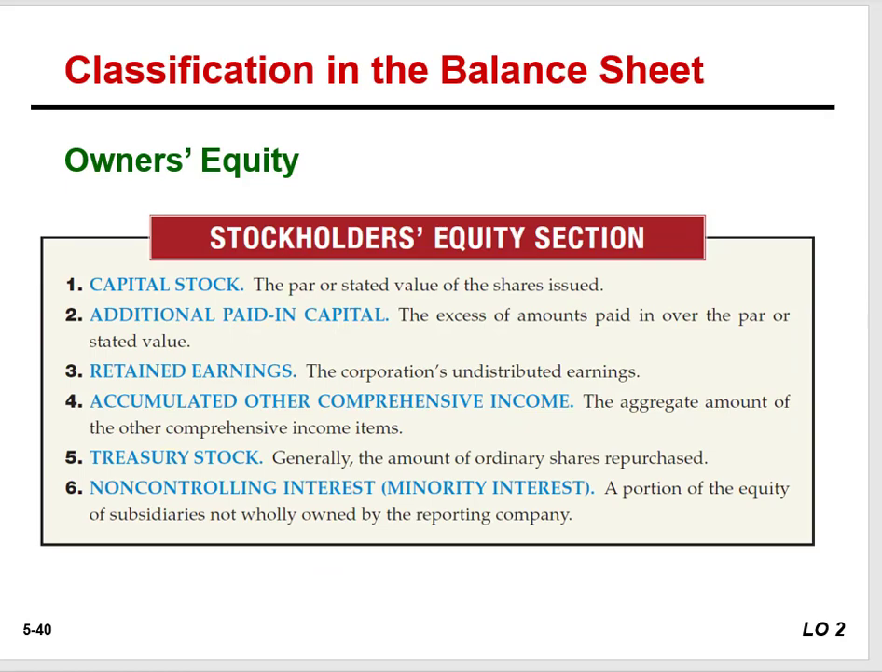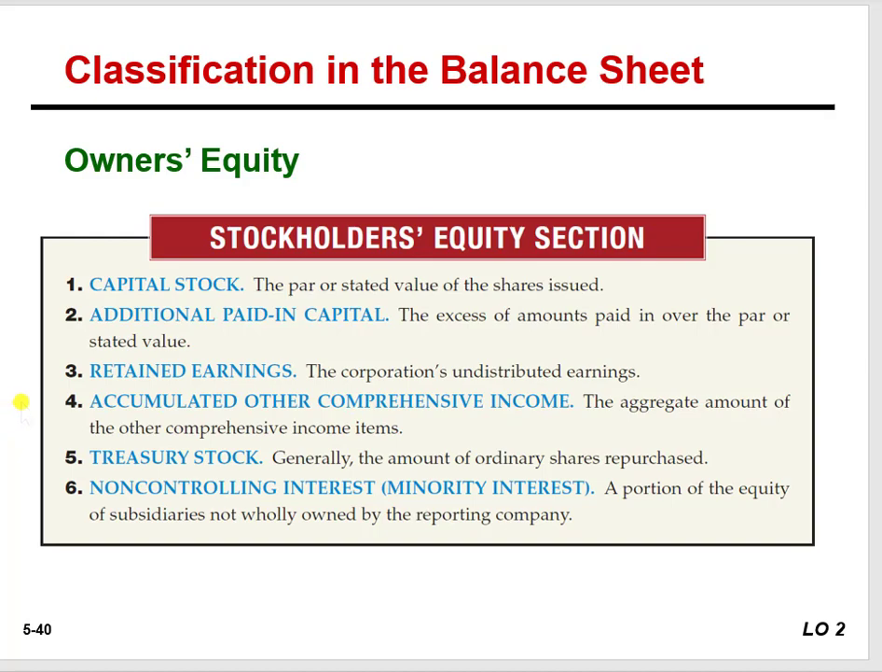So owner's equity. The owner's equity section consists of capital stock, additional paid-in capital, retained earnings, accumulated other comprehensive income, treasury stock, and non-controlling interest, or minority interest. Capital stock is the par or stated value of shares issued. Additional paid-in capital is the excess amount paid in over the par or stated value. Retained earnings are the corporation's undistributed earnings.